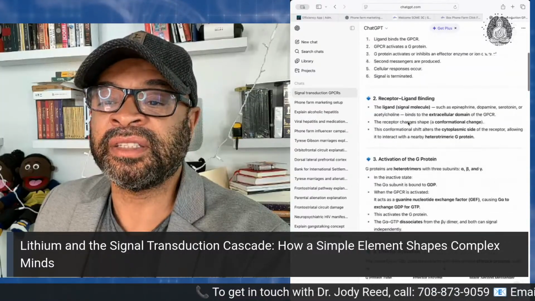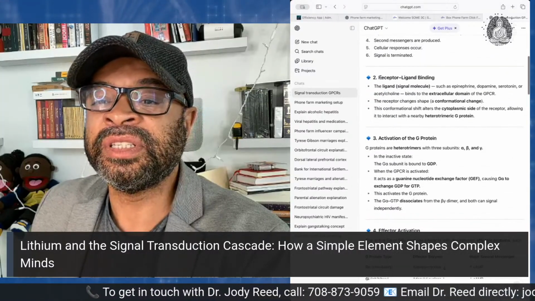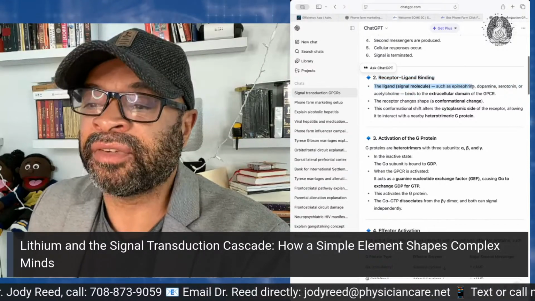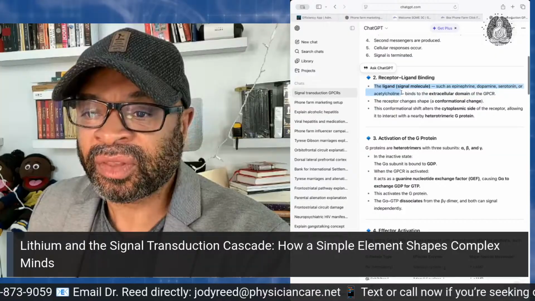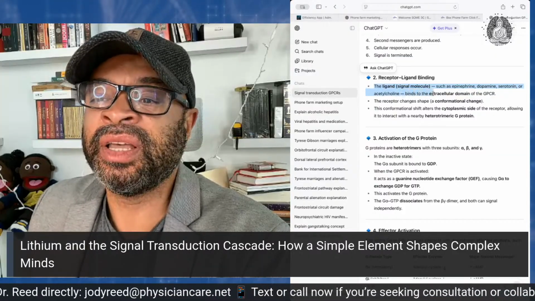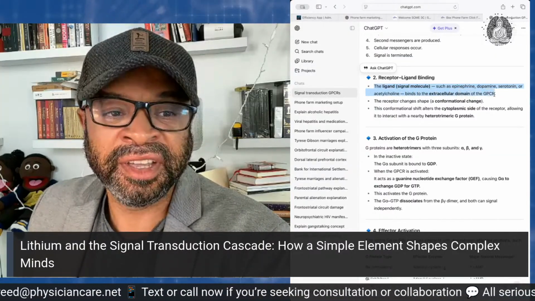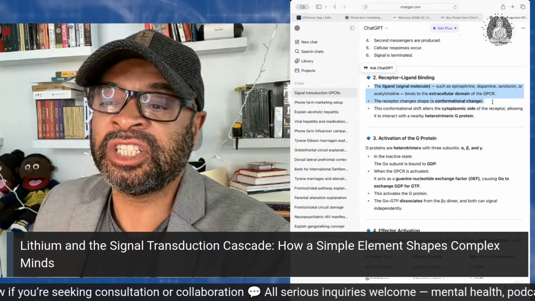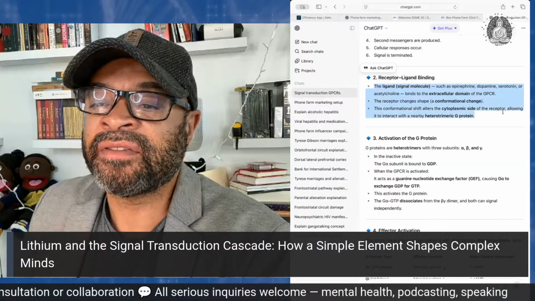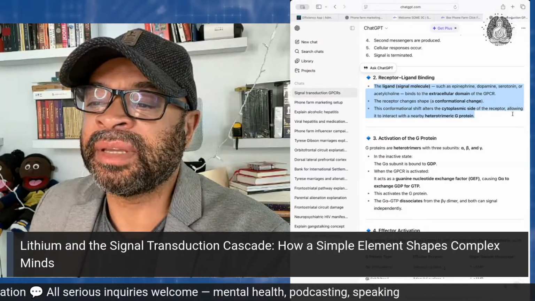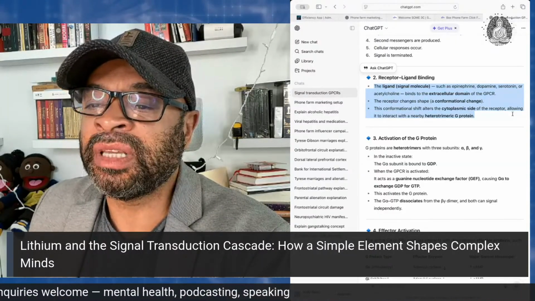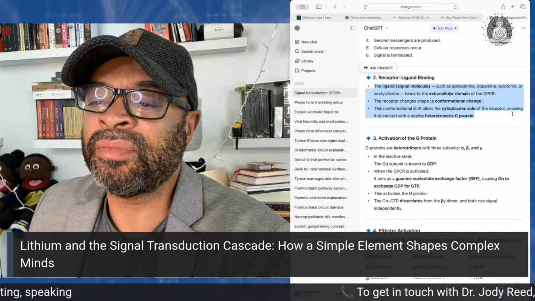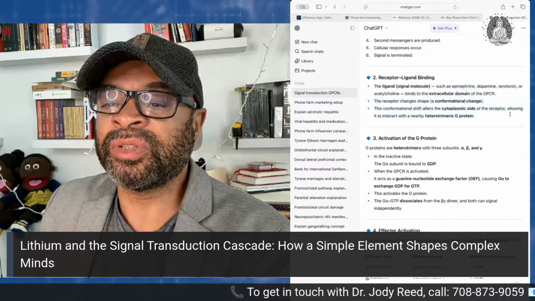So here, that's step one. Step two, receptor ligand binding. The ligand signal molecules such as epinephrine, dopamine, serotonin, or acetylcholine bind to the extracellular domain of the G protein coupled receptor. The ligand binds and the receptor changes shape. That means there's a conformational change. The conformational shift alters the cytoplasmic side of the receptor, allowing it to interact with a nearby heterotrimeric G protein.